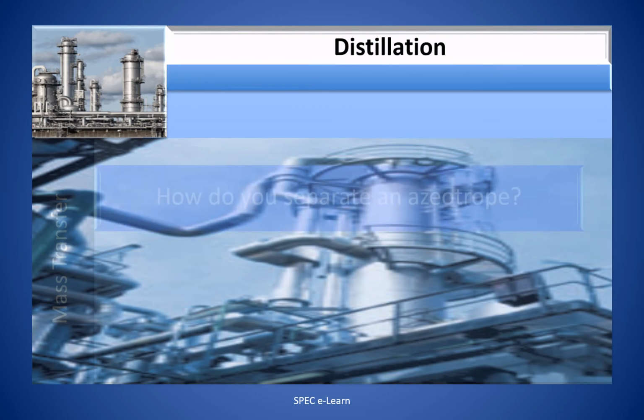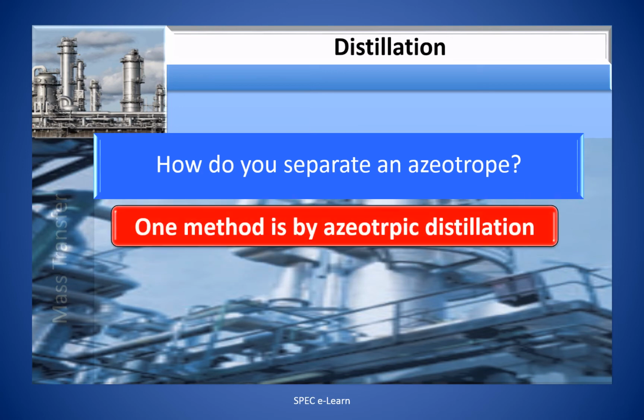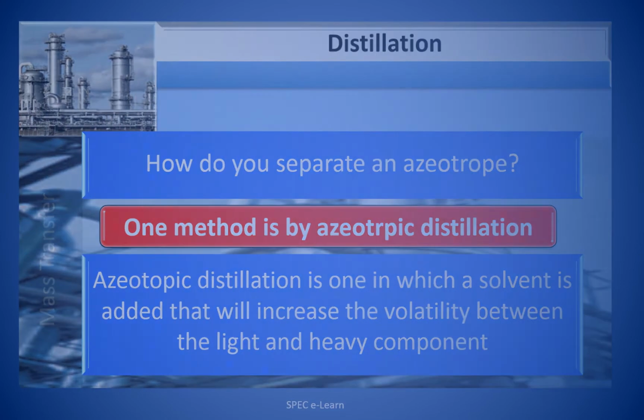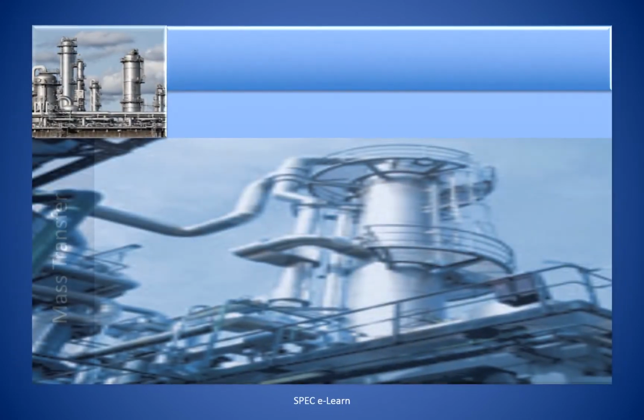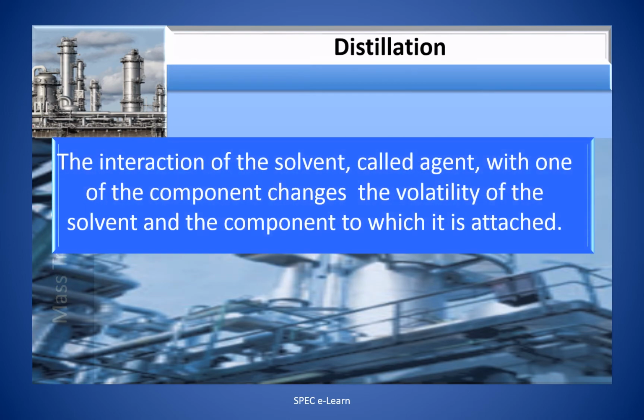How do you separate an azeotrope? One of the methods is azeotropic distillation. Azeotropic distillation is one in which a solvent is added that will increase the volatility between the light and the heavy component. The interaction of the solvent, called the reagent, with one of the components changes the volatility of the solvent and the component to which it is attached.